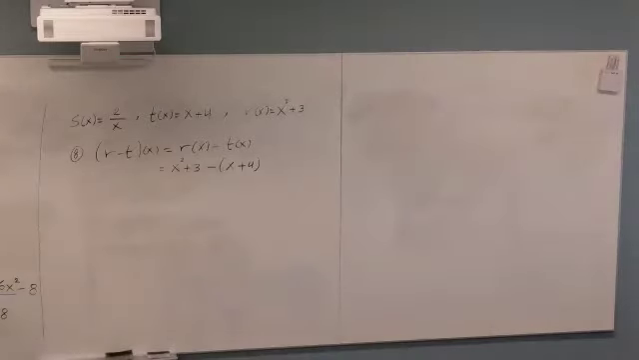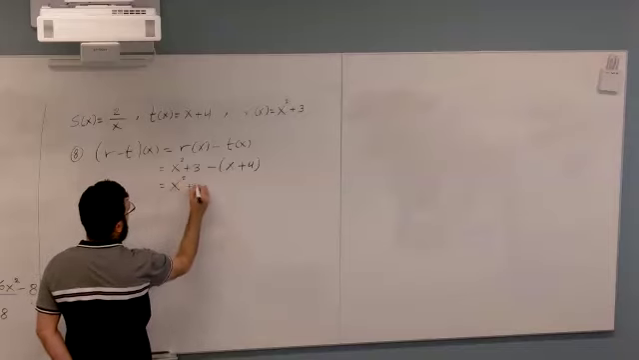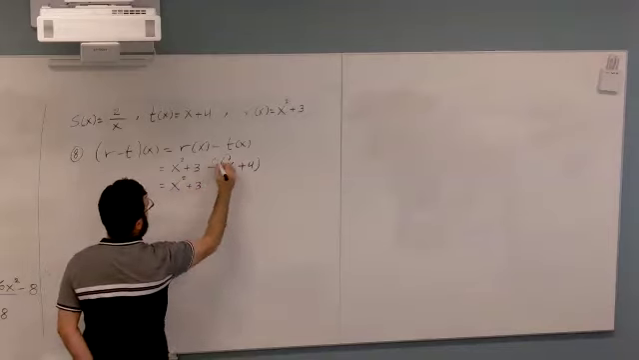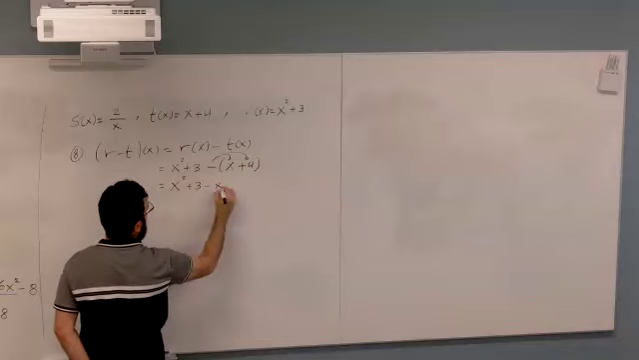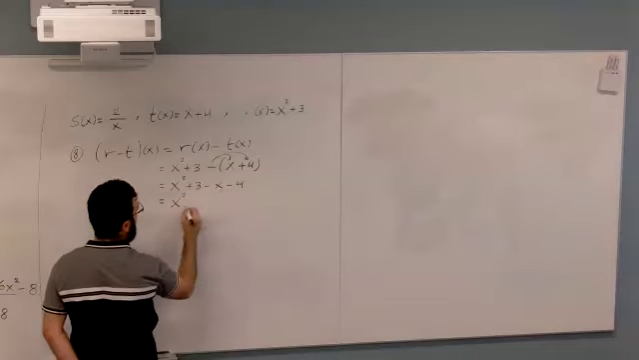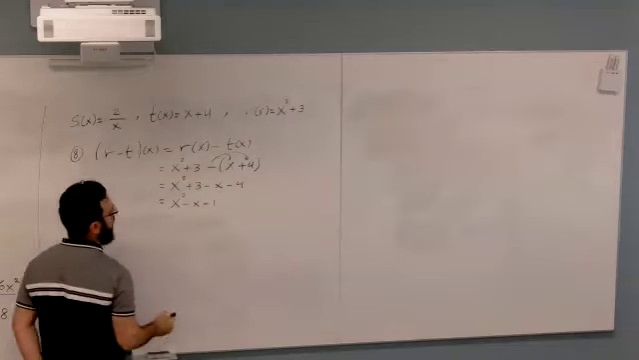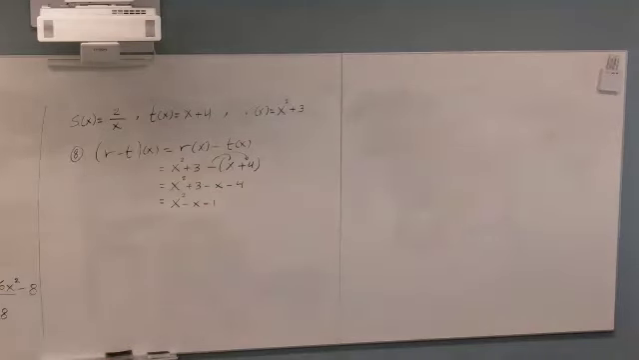Is that okay? So next step, x squared plus 3, distribute the negative sign. Give me minus x minus 4. Simplify it, x squared, I'm going to write down the x first. Combine 3 minus 4, which is negative 1. That's it. Now, they also ask you, what's the domain?